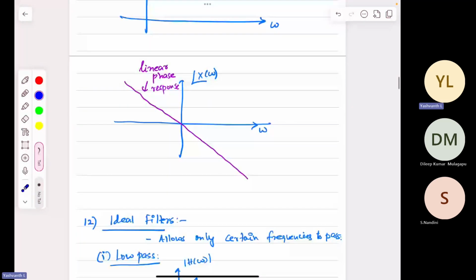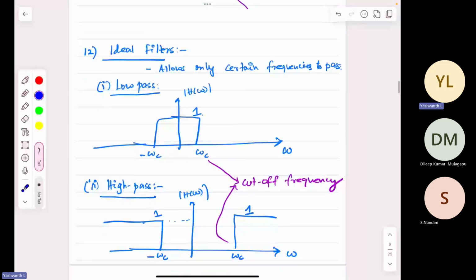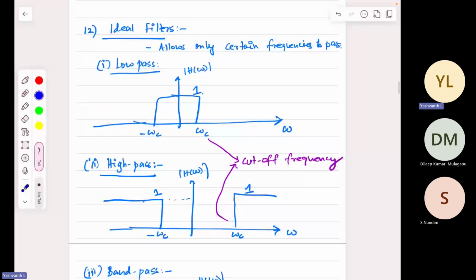Okay, next is basically filters called ideal filters. What is a filter? A filter is basically a system which allows only certain frequencies to pass through it. For example, a low pass filter is one where the frequency response is something like a rectangular signal. It has an amplitude of 1 from minus omega c to plus omega c, and it has 0 everywhere else.